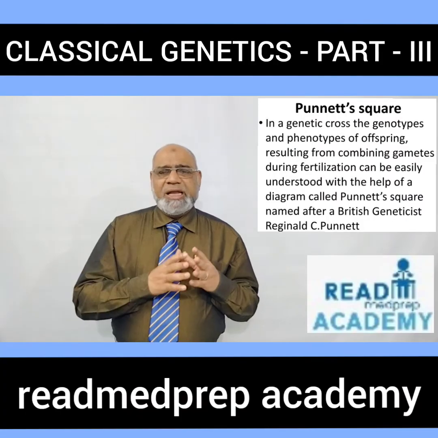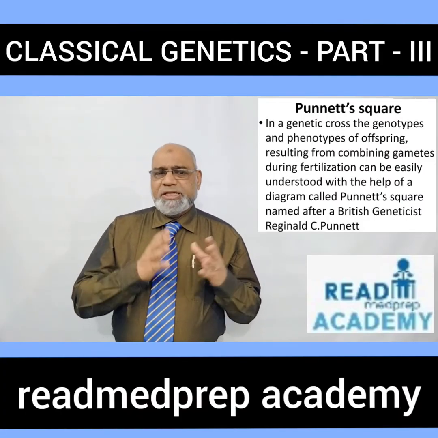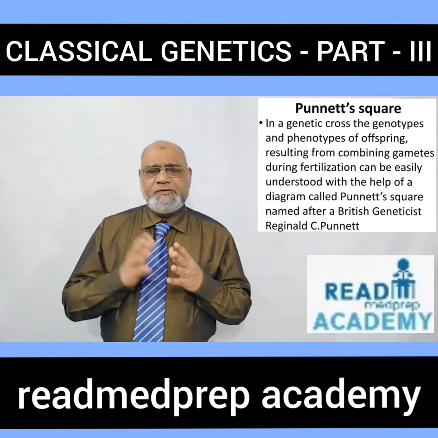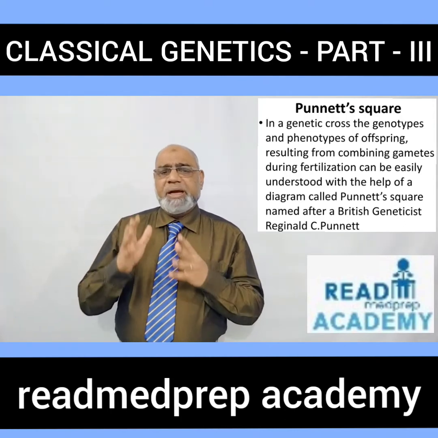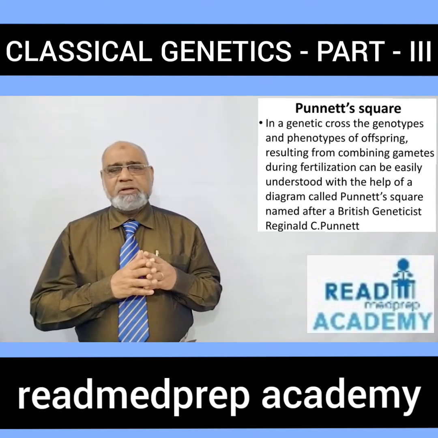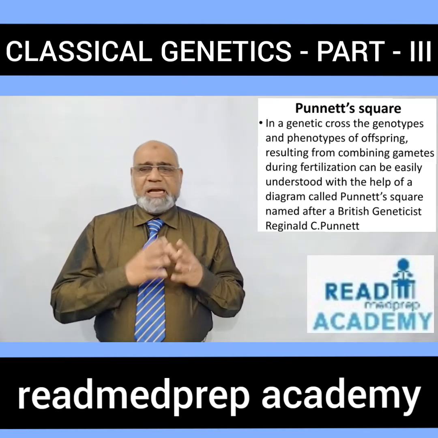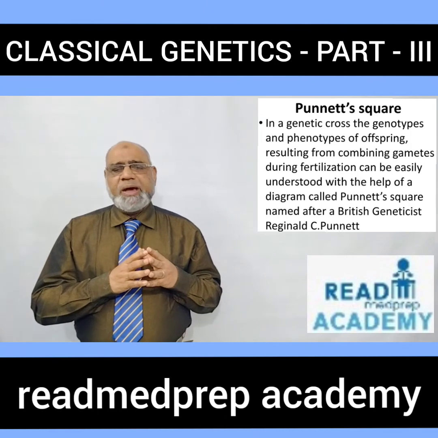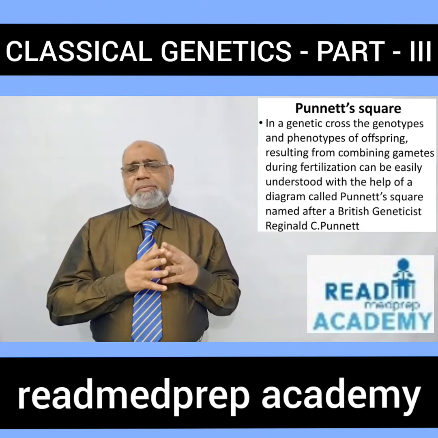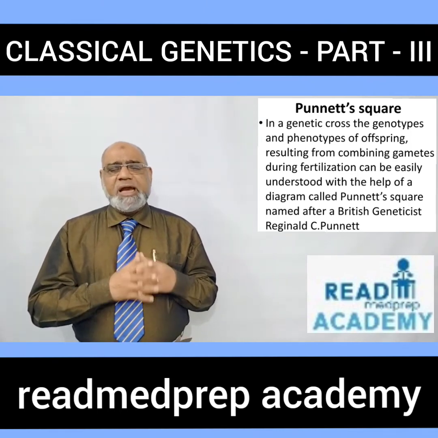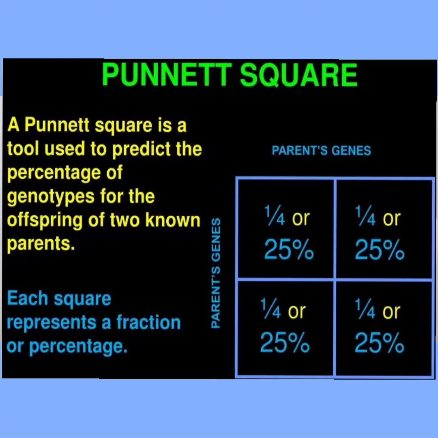Now in a genetic cross, the genotypes and phenotypes of the offspring resulting from combining gametes during fertilization can be easily understood with the help of a diagram. That diagram is called Punnett Square, named after a British geneticist Reginald C. Punnett. A Punnett Square is a tool used to predict the percentage of genotypes for the offspring of two known parents.